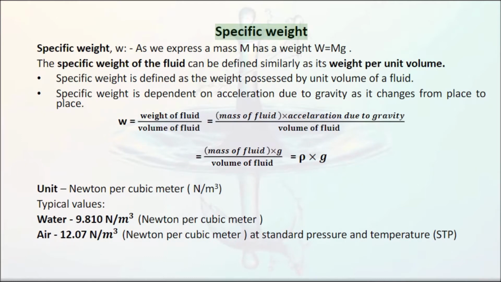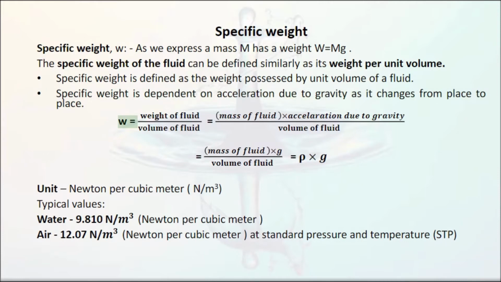Specific weight. As we express, a mass m has a weight W equals mg. The specific weight of the fluid can be defined similarly as its weight per unit volume. Specific weight is defined as the weight possessed by unit volume of a fluid. Specific weight is dependent on acceleration due to gravity as it changes from place to place.